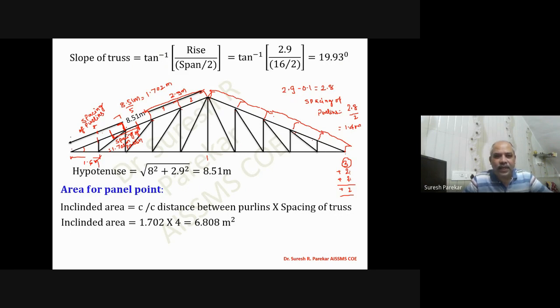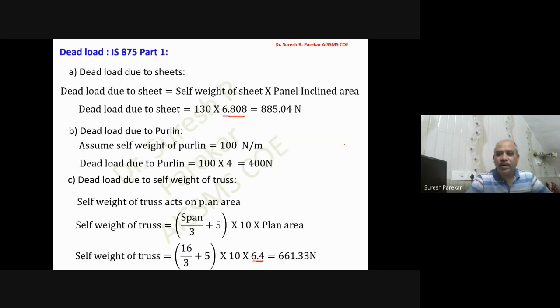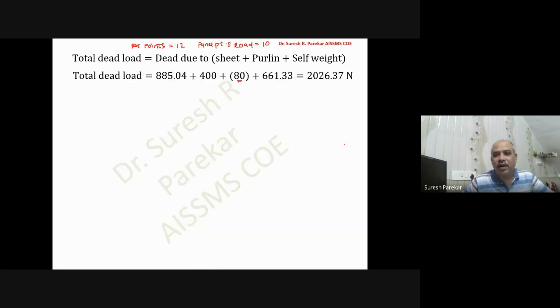But how many purlins do we have? We have 1, 2, 3, 4, 5, 6, 7, 8, 9, 10, 11, 12. So 12 purlins are there, but we have panel points only 10. So we have to consider the load of 2 purlins, that is divided on 10 panel points. We have purlin load 400, so for 2, we have 2 into 400, that comes to 800. We have to divide it on 10, so divide by 10 and you will get 80.